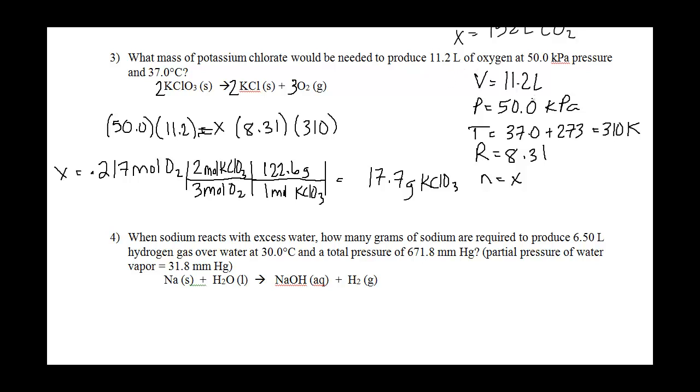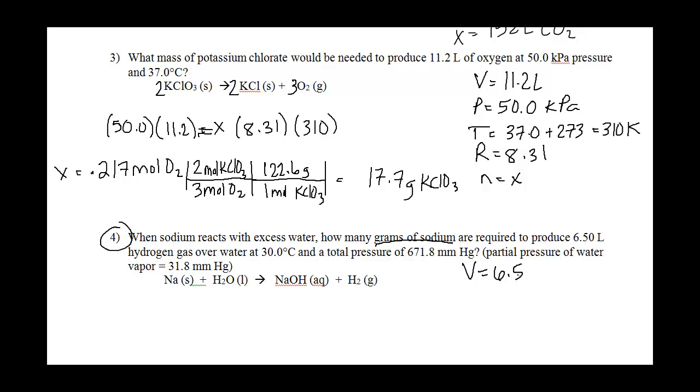So notice sometimes we're doing the same thing, it's just really the order that you do it that matters. Okay, so again, I'm going to leave this for you. I'll get you started on a couple things. When I'm reading this, when sodium reacts with excess water, how many grams of sodium? This is what I'm looking for. How many grams? That's a solid. When I'm looking for a solid, that tells me I'm going to have to do the gas law first. Okay, are required to produce.